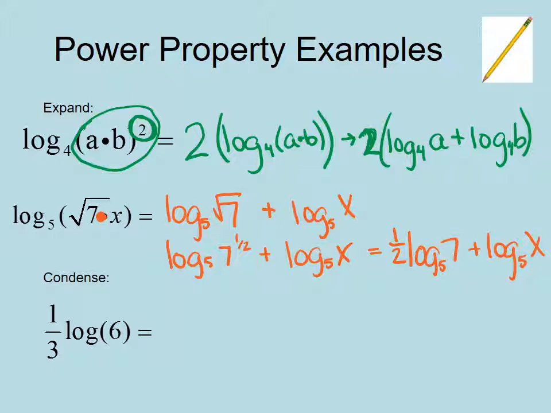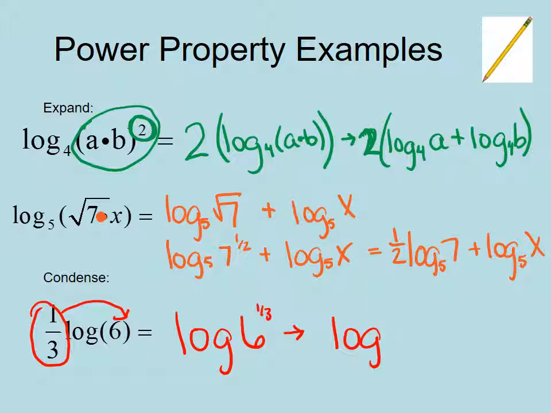Let's look at the reverse. I'm going to condense, which means the value out front becomes the exponent. So here I have the common log of 6 to the 1/3. Well, 1/3 also means the cubed root. So we're actually taking the log of the cubed root of 6. So when you're condensing, you want them to be written as roots. When you're expanding, you want them to be written as fractions.